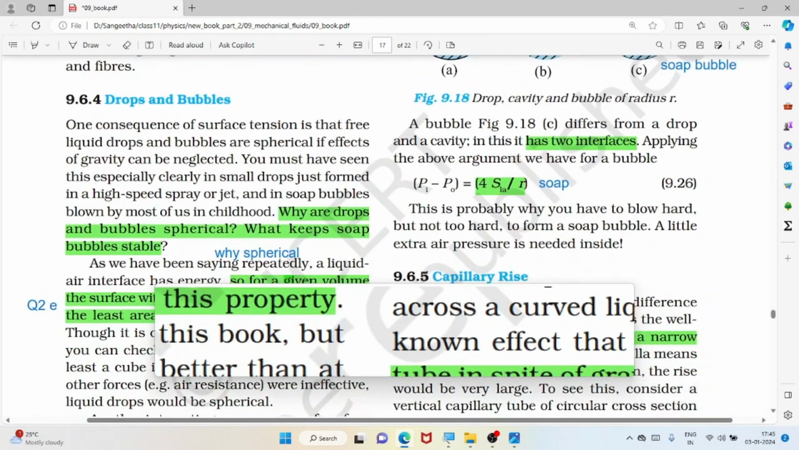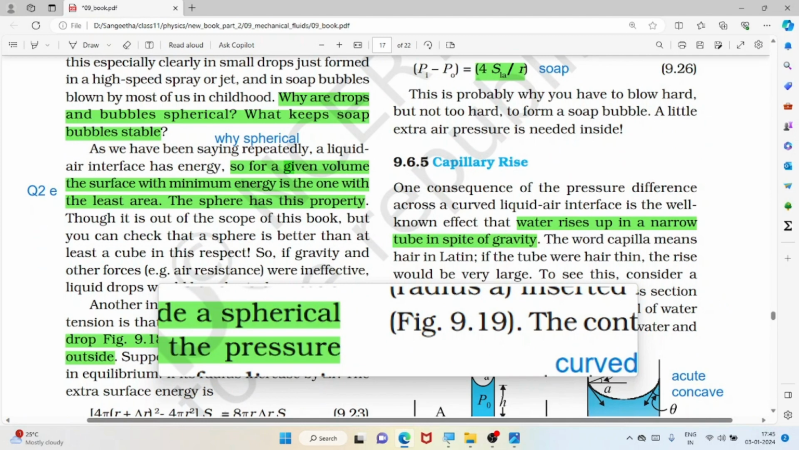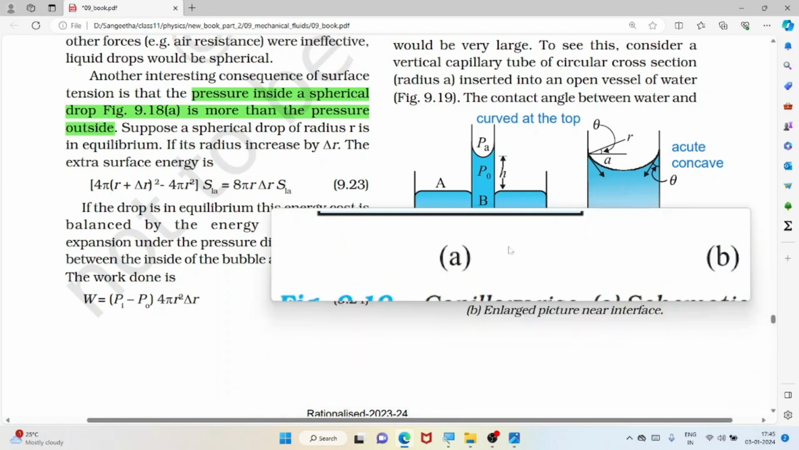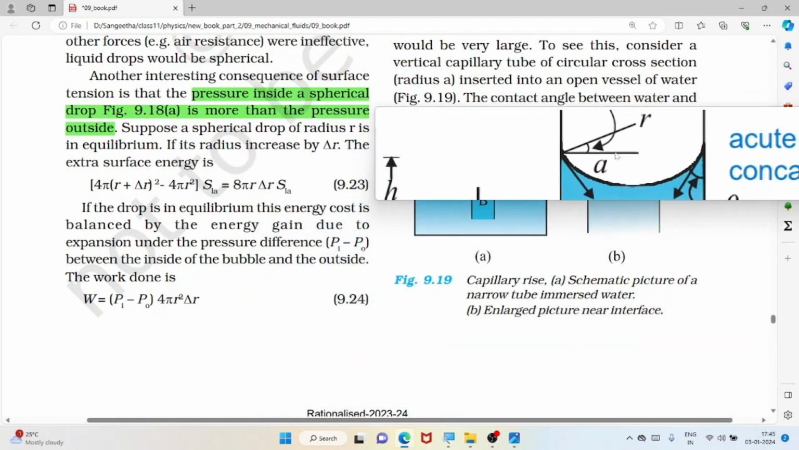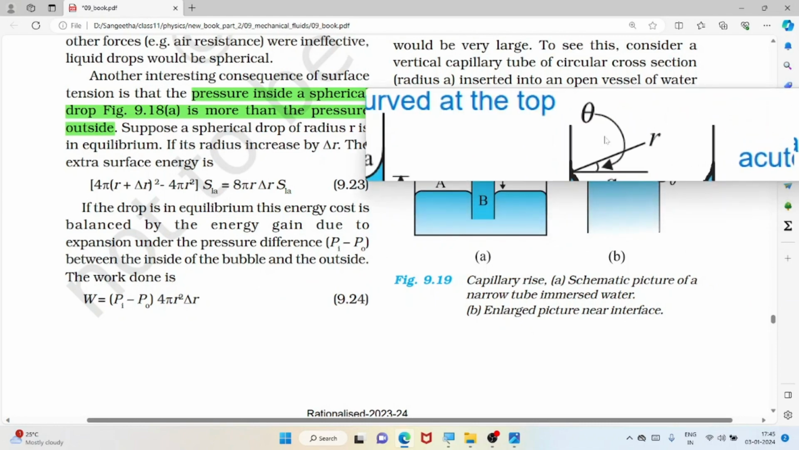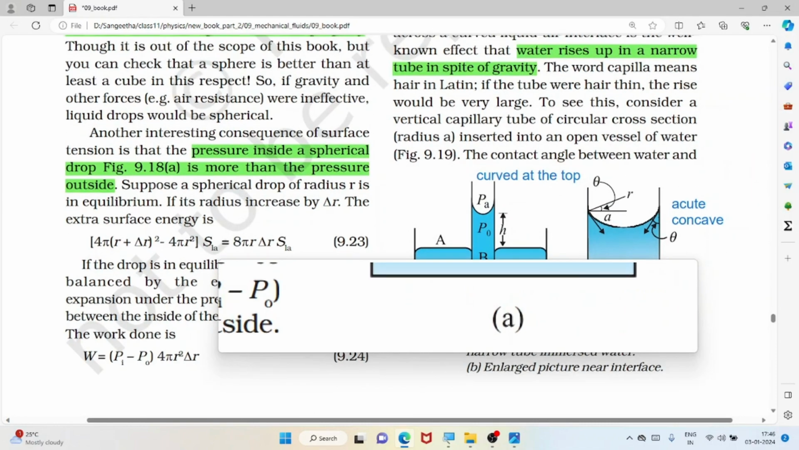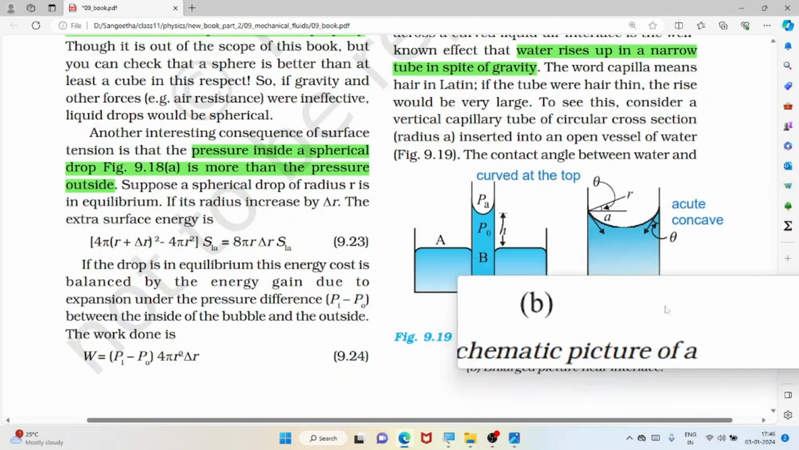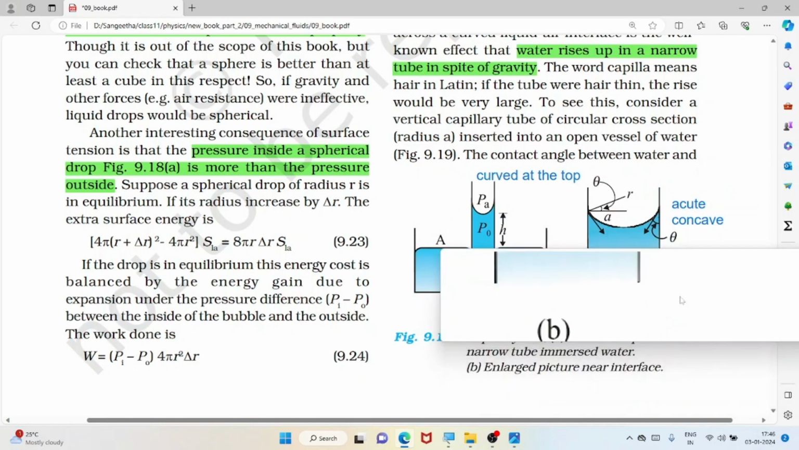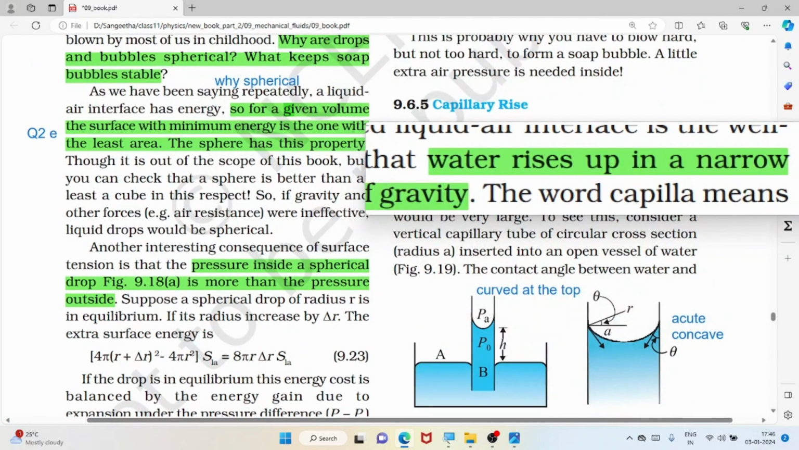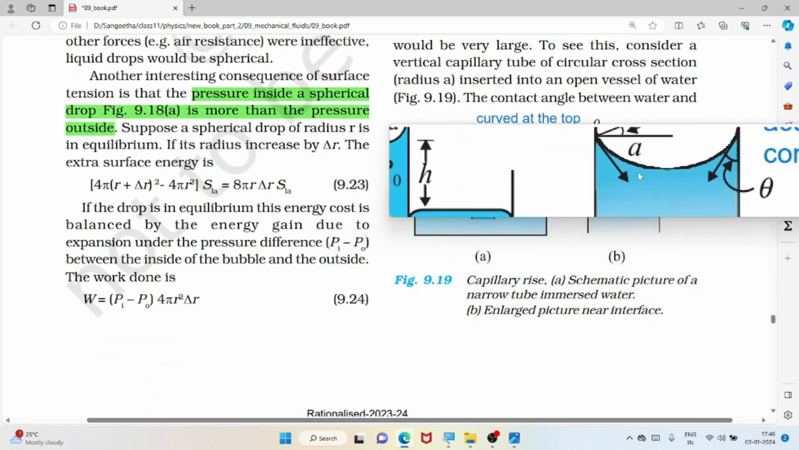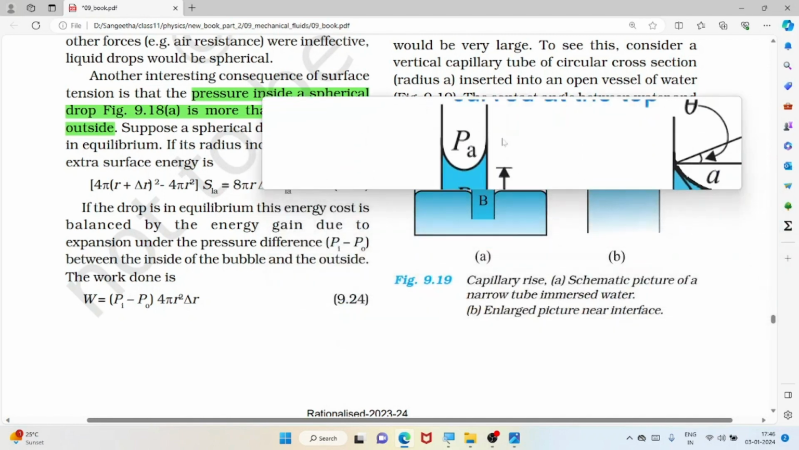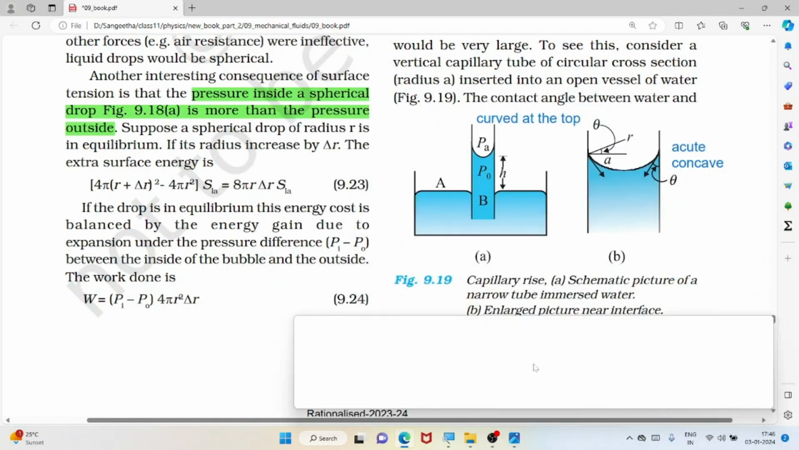Capillary rise, because of surface tension, water flows. This is an enlarged view. Here you see what is R, what is A, and the theta. Curved at the top, this is acute, less than 90 degrees, that theta. Concave. When this A is less, see the A from the middle here, then there will be more capillary rise.